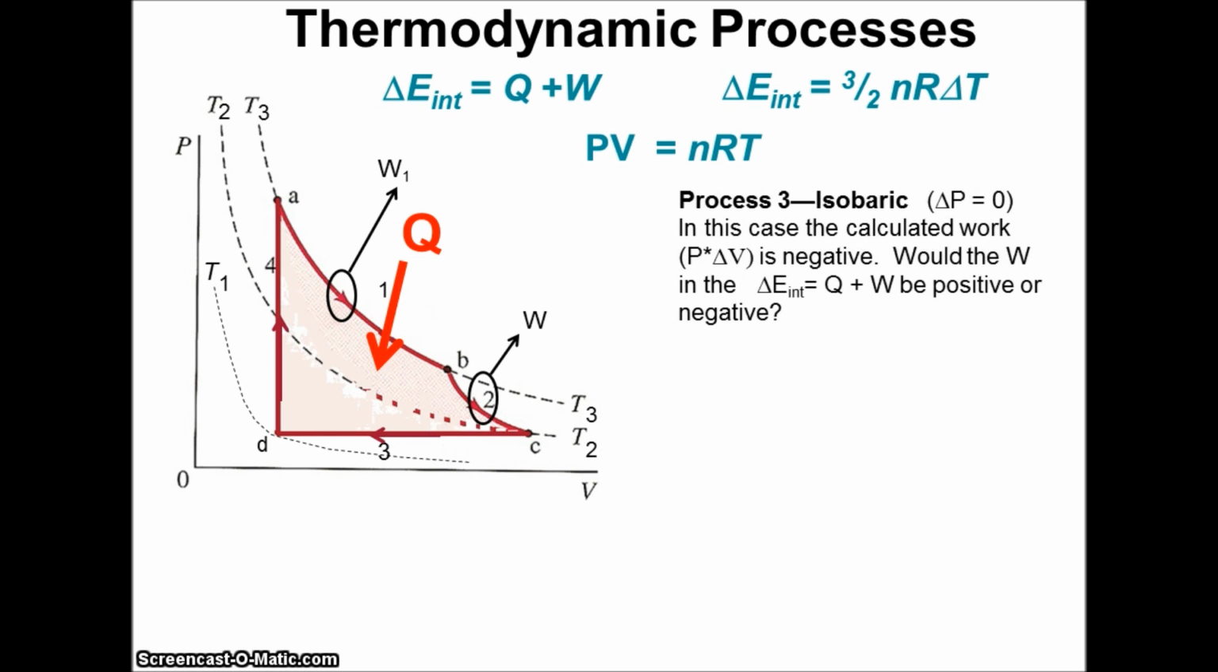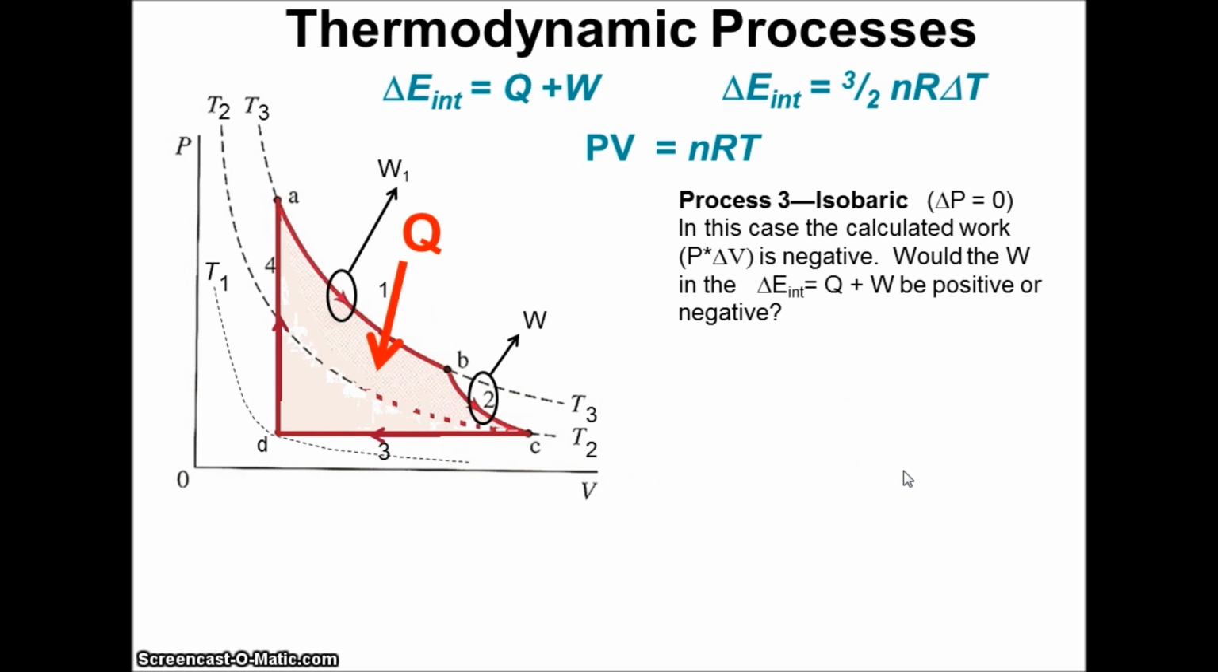Okay, so let's look at process 3. That's the isobaric process. And in that case, the change in pressure would be 0. In this case, the calculated work is P delta V, so the area underneath this, we have a constant pressure, and the change in volume. It goes from this high volume to this low volume. This amount of work is going to be negative. So it's going from a high volume to a small volume. It's contracting. The gas contracts.